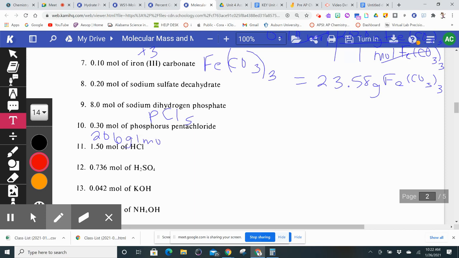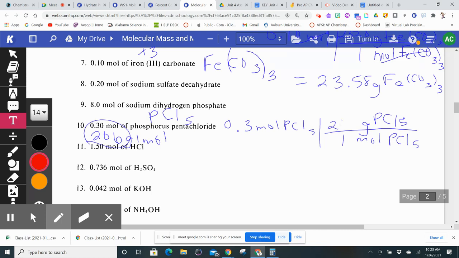per mole. Okay, I want to change 0.3 moles to grams. So, what goes on the bottom? Moles. Okay. What goes on top? Grams. Grams of phosphorus pentachloride. In 1 mole of phosphorus pentachloride, I have that many grams. So what is 0.3 times 206? And that's my answer. That's all I have to do. 61.8.